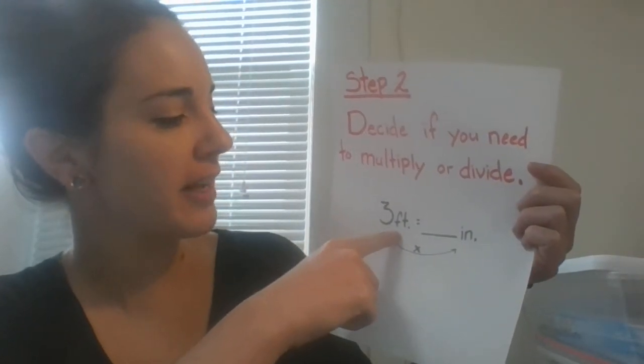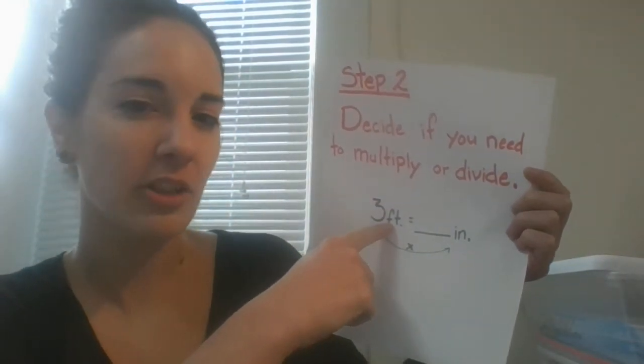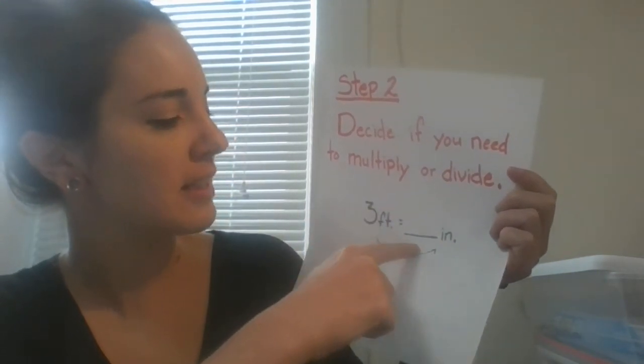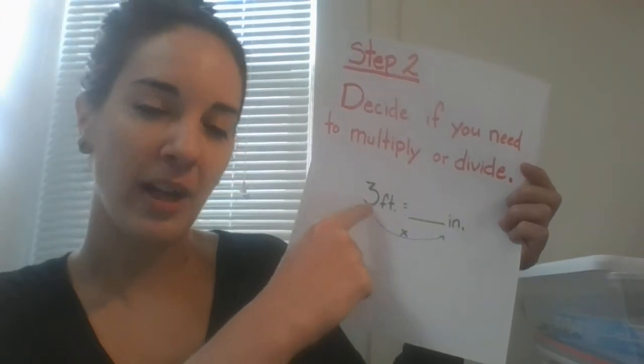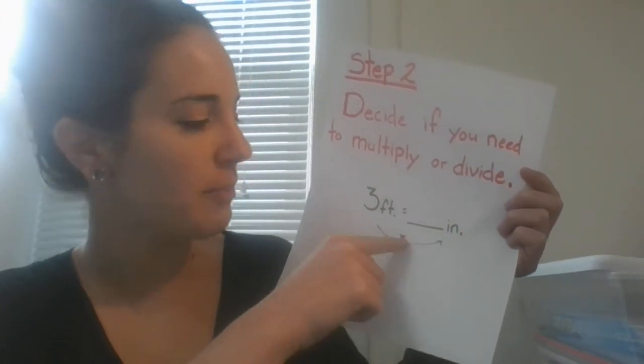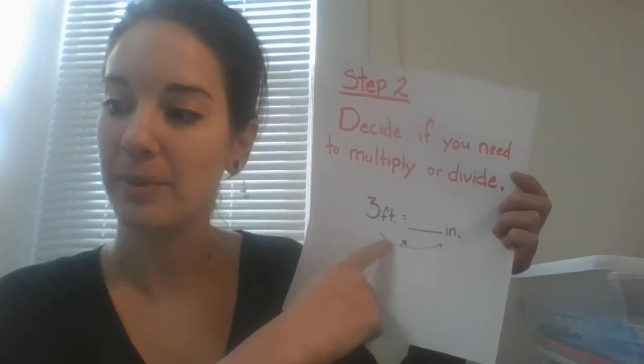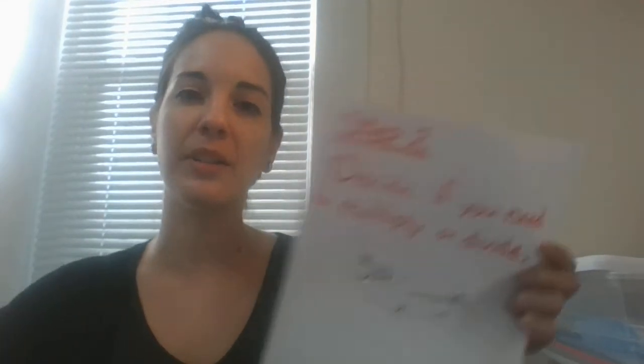So if I have 3 feet, that's larger than inches. So the foot is larger than the inch, that's big to small, multiply them all. And I went ahead and I wrote my equation. I put that multiplication symbol right there so I don't forget that I need to multiply. All right, now we're going to talk about step 3.